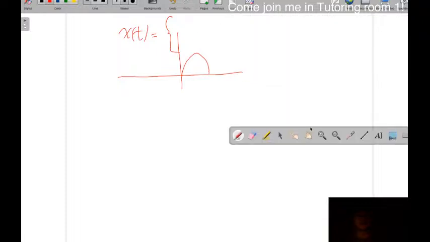So if we take the signal x of t, and let's say it's like this. Let x of t be a cosine of t. No, wait, that's sine of t. Yeah, this is going to be sine of t for t from 0 to pi, and then 0 everywhere else. I'm going to take the Fourier transform of this one.